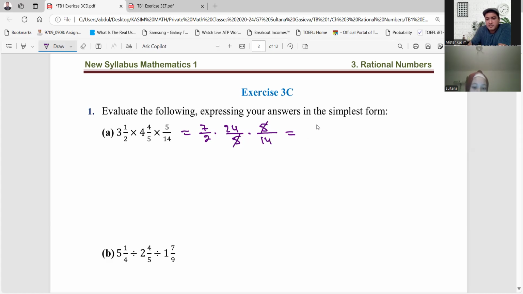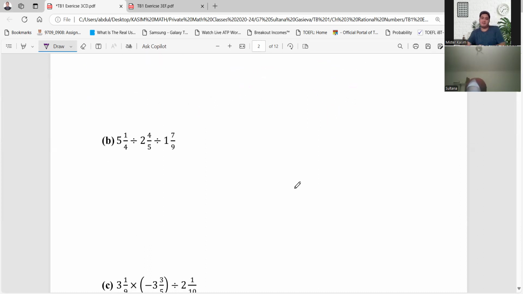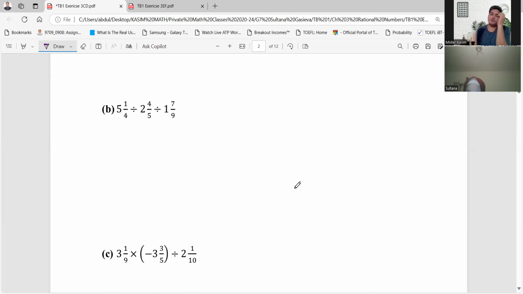So now here we have 7 times 24 and 14, right? 14, I can write it as 7 times 2, and here we still have 2. You see 7 and 7 cancel each other, right? 24 divided by 4 is 6. Okay, very good. Now question B. It's a bit confusing, but you know what to do, right? Change division into multiplication and flip the fraction. That's it.